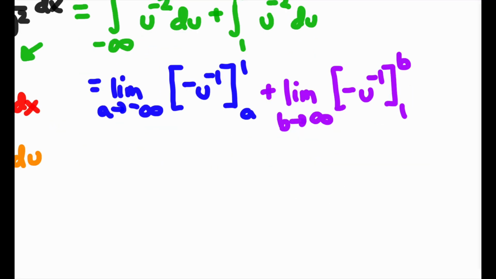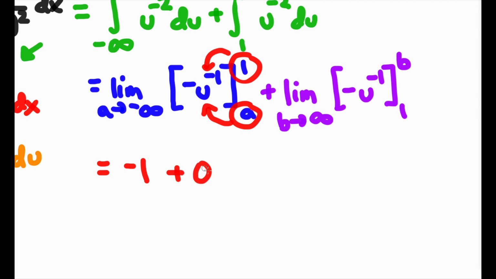All right, so from here I'm going to use the first fundamental theorem. I'm going to plug the 1 in here, so you're going to end up with negative 1. Then I'm going to plug the a in here, but the a is going to negative infinity. So now you're going to have negative 1 divided by negative infinity, which is just going to be 0. So I'm just going to add a 0 here. Plus, so that's this first part.